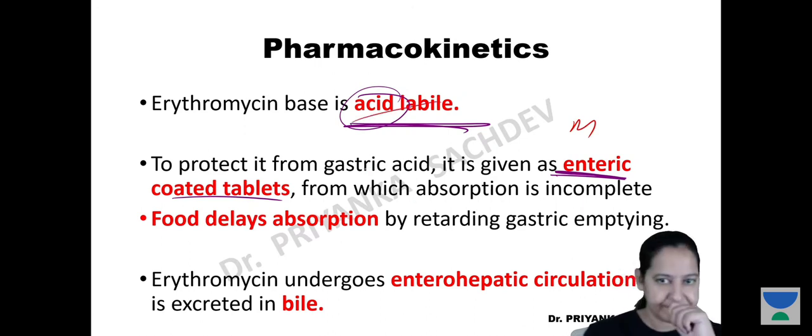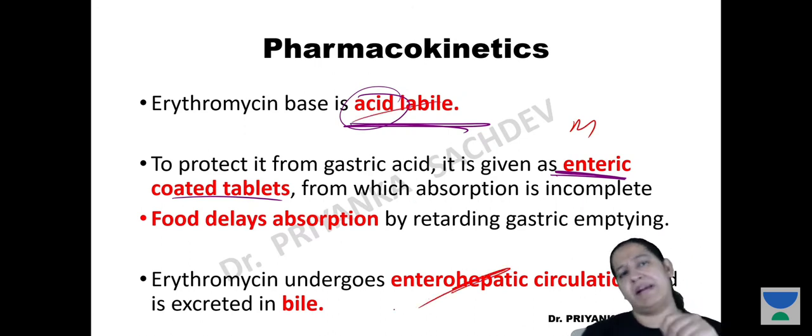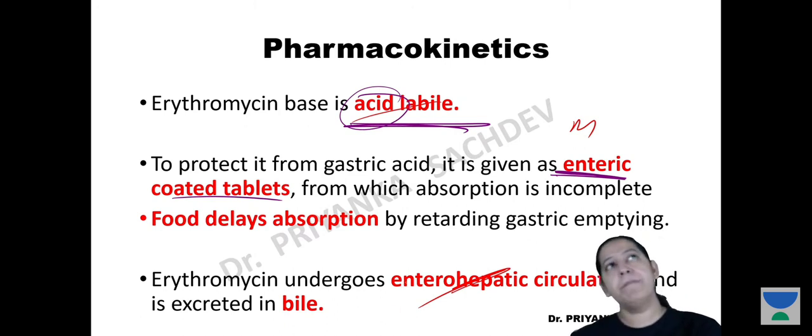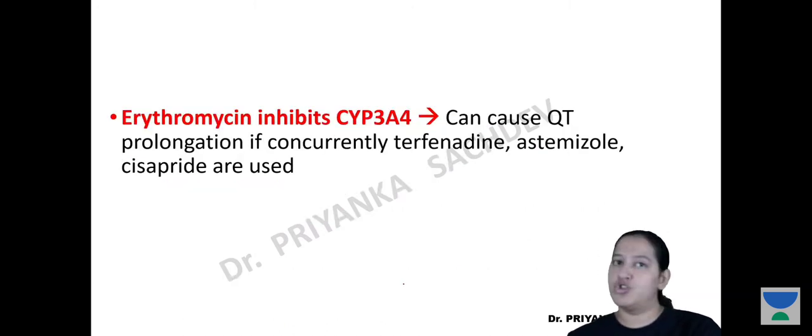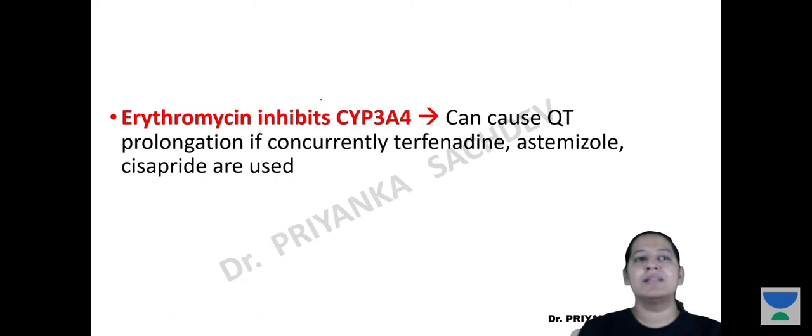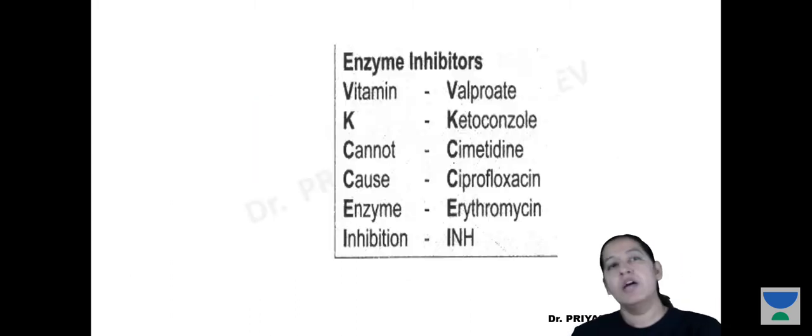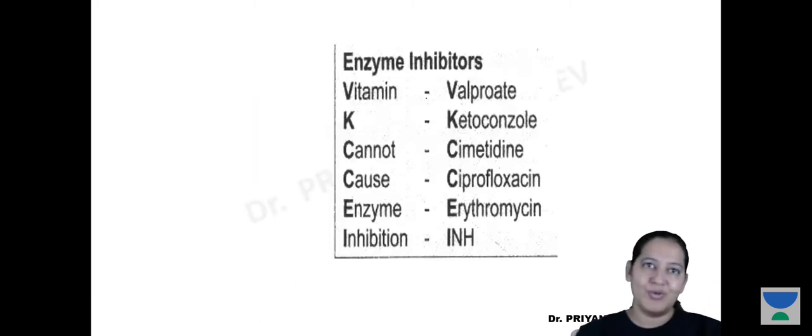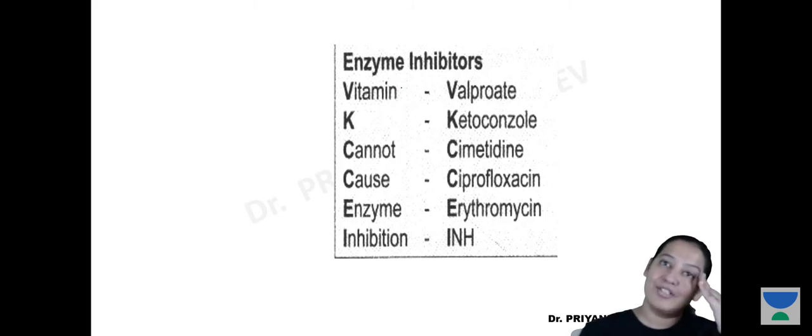Number two, it shows enterohepatic circulation because it shows glucuronide conjugation, and erythromycin is an inhibitor of CYP3A4. You know this mnemonic. Those who are my old students know this mnemonic from general pharmacology. I taught you this thing.